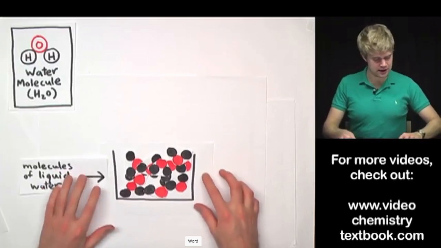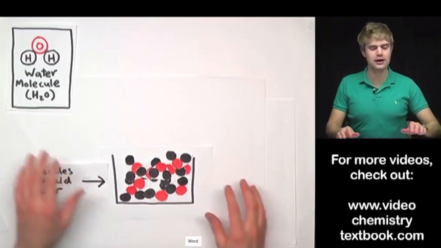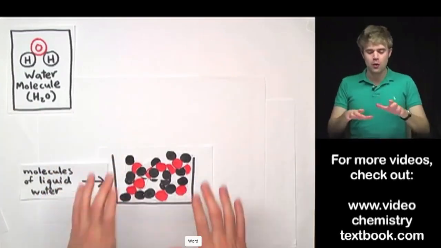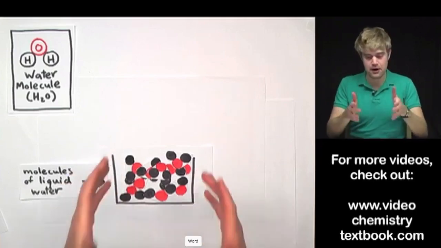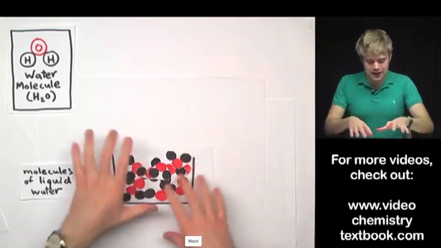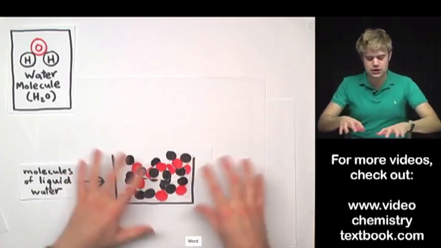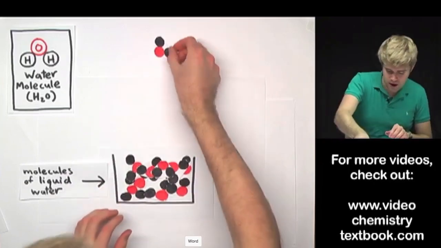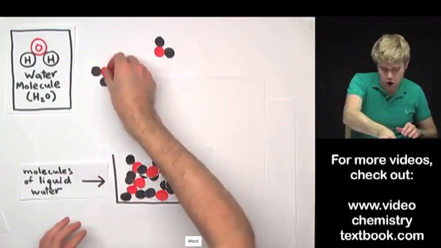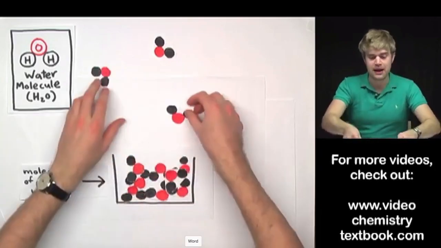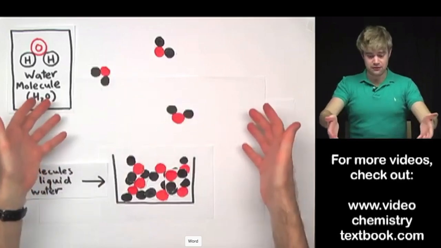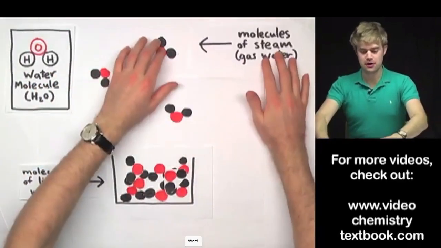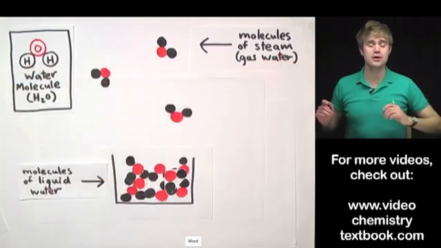So our glass here contains lots of molecules of liquid water. Let's now make some steam, some gas water. What we're going to do is we're going to heat up this liquid water. And as we heat it up, the molecules in it are going to start moving faster and faster and faster until some of them are moving so fast that zoom, they can jump, shoom, right out of the liquid water, enter the air above that liquid, and start flying around. Now, these guys up here are molecules of steam, also known as gas water.